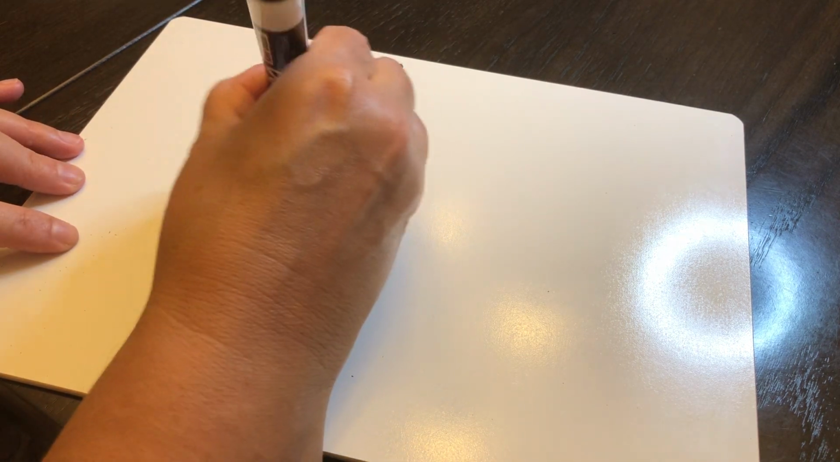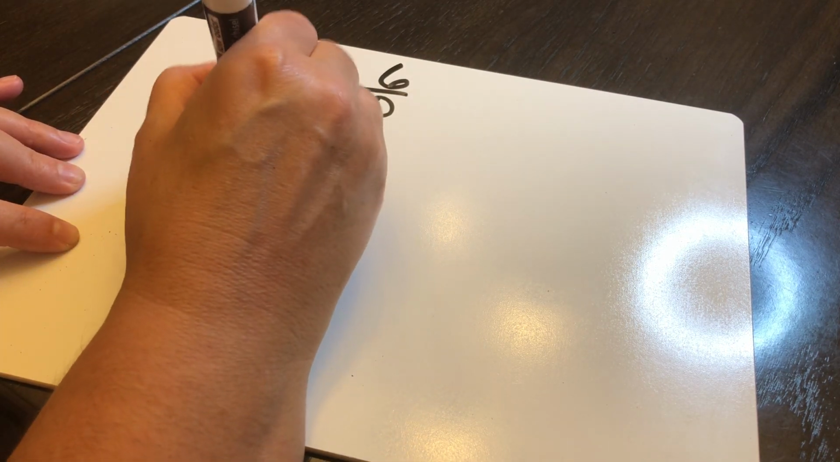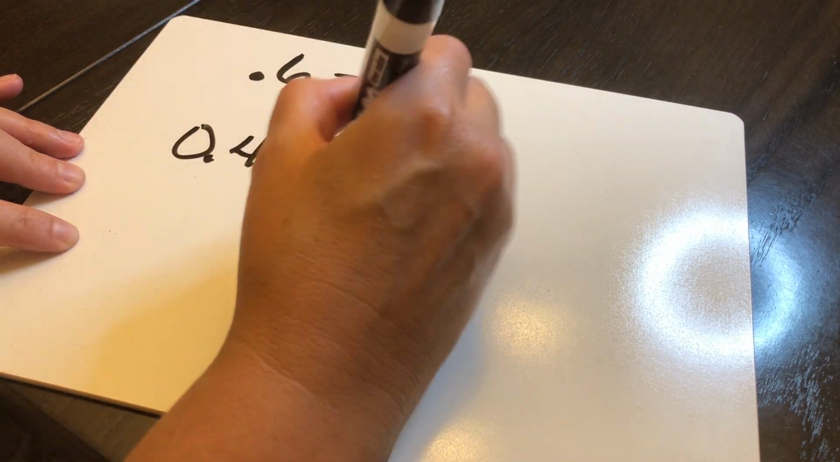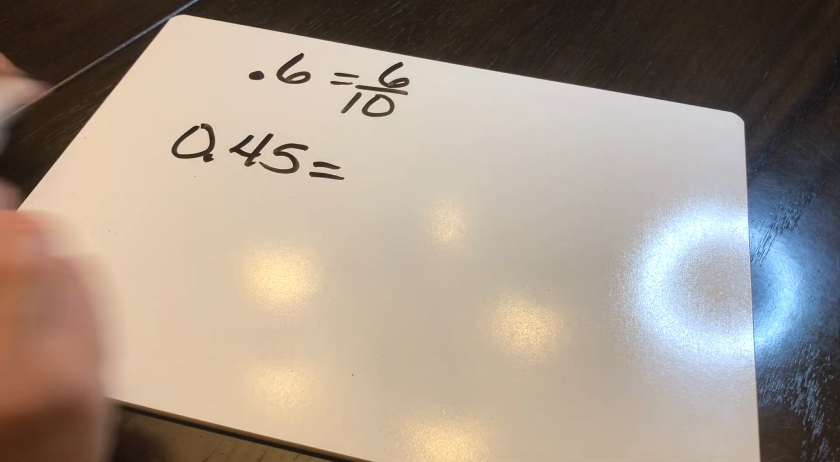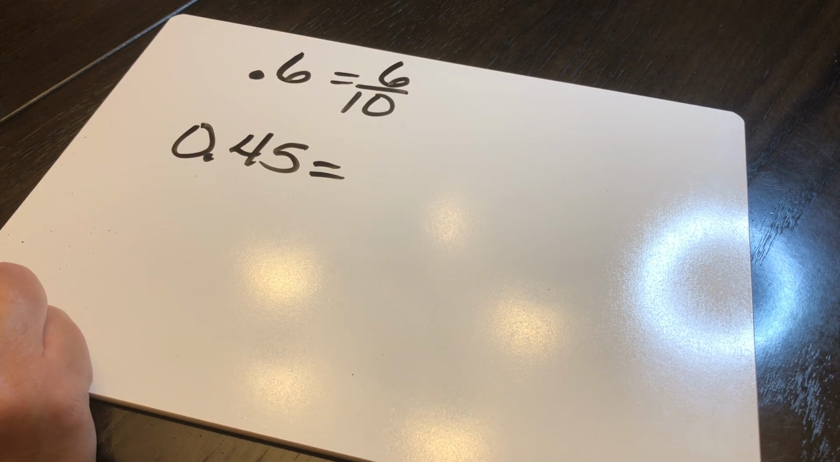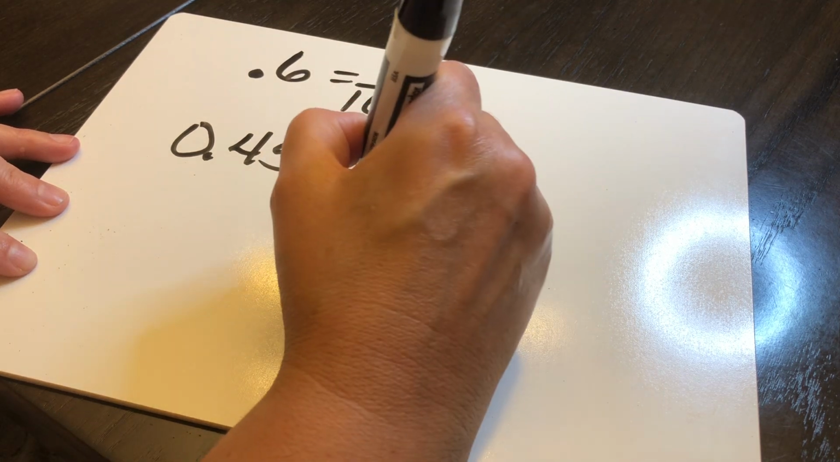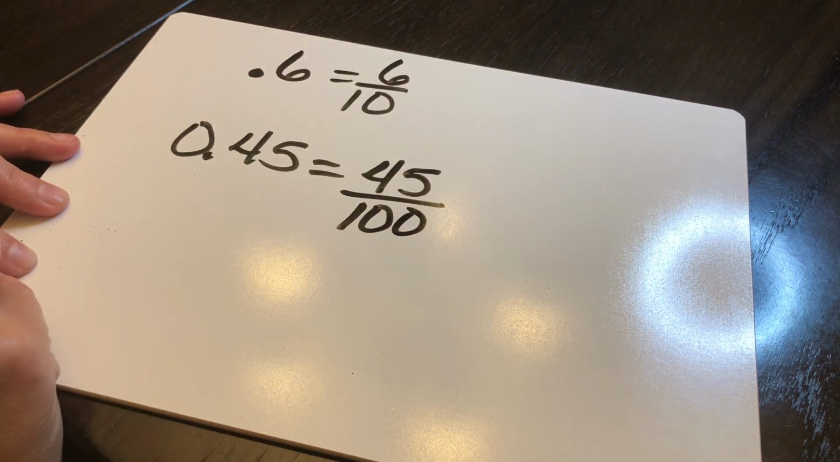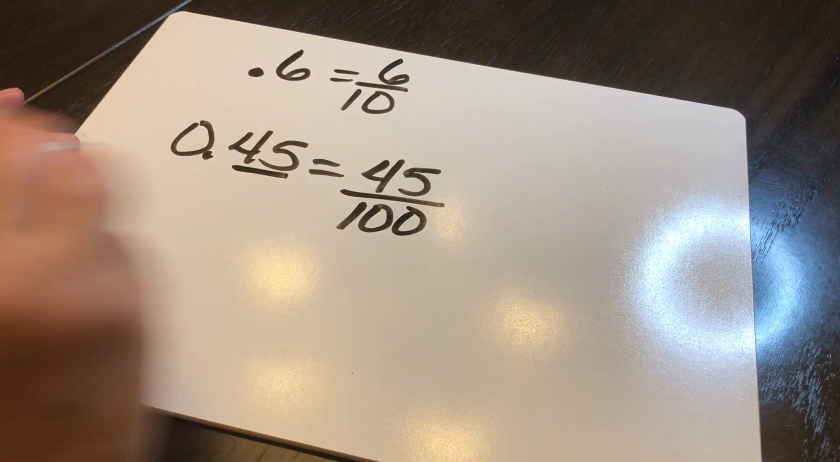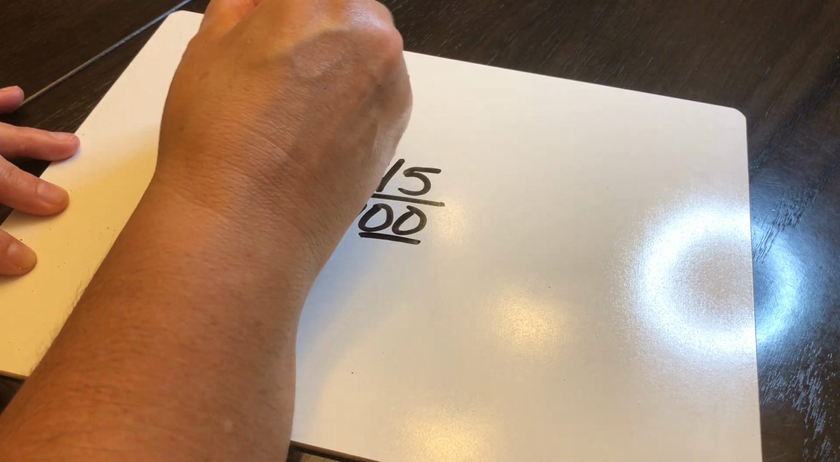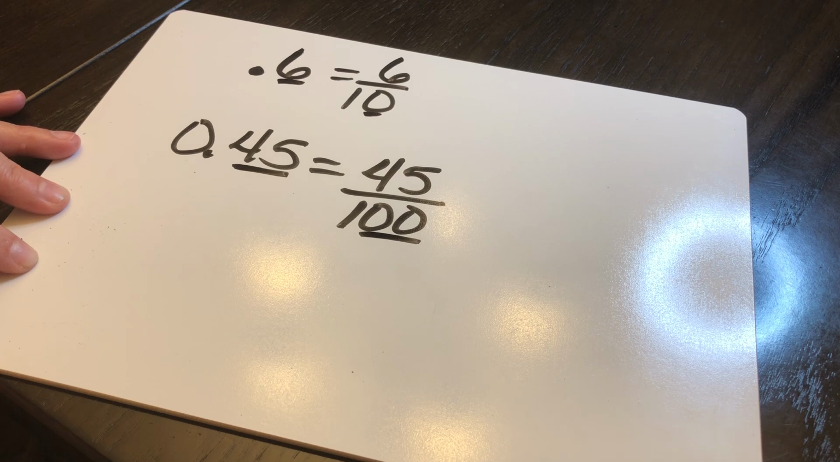So if I had 0.45, or if I said 0 and 45, if I read that in proper math terminology, that would be 45 hundredths, which would put it over the 100. So you notice 2 here, I'm going to have 2 zeros, just like 1 here, 1 there.